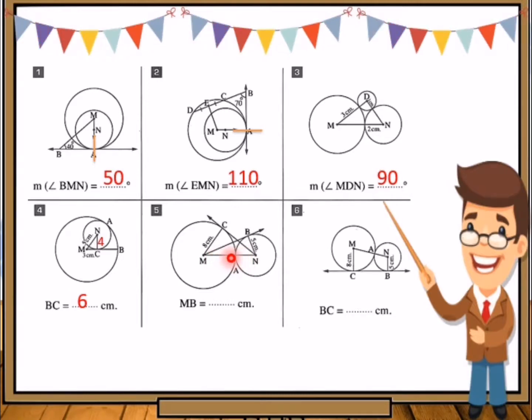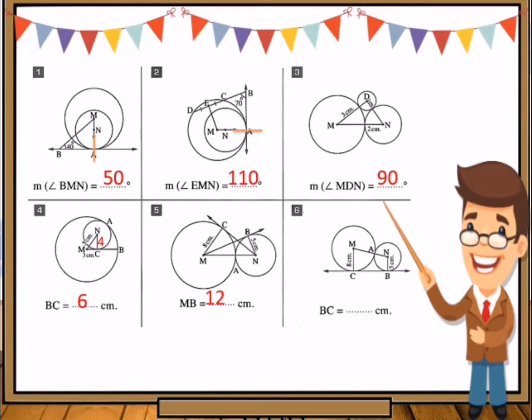In this case, we have radius NB and tangent MB. The angle between them equals 90. Then triangle NMB is a right angle triangle. To find the right side MB, we will subtract 13 power 2 minus 5 power 2 equals 144. Using the square root equals 12.